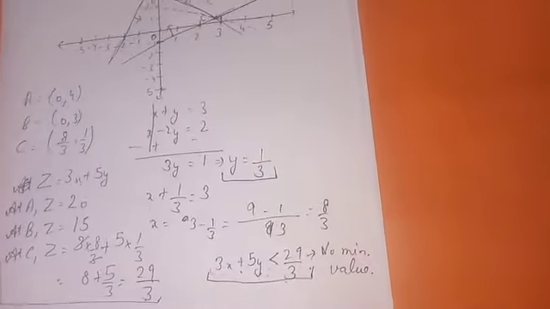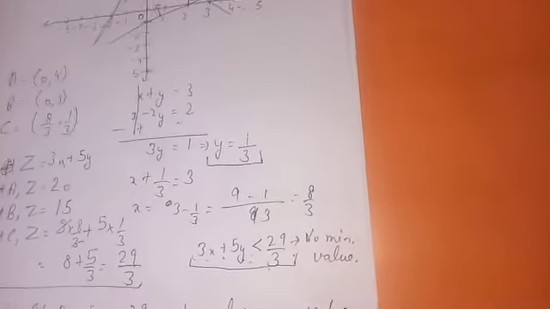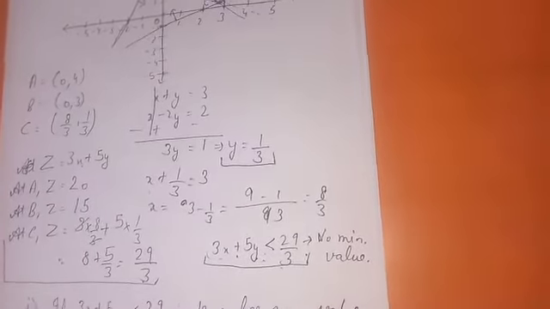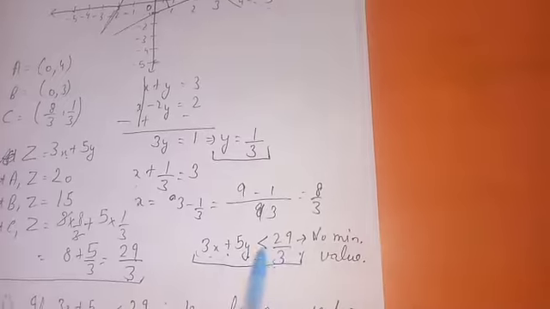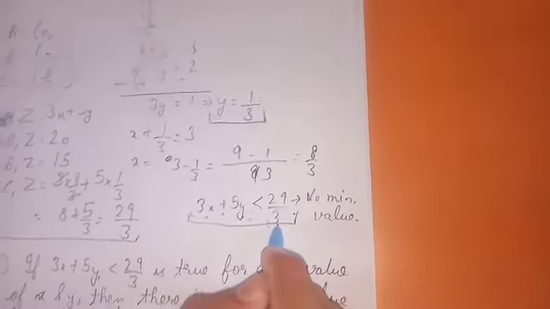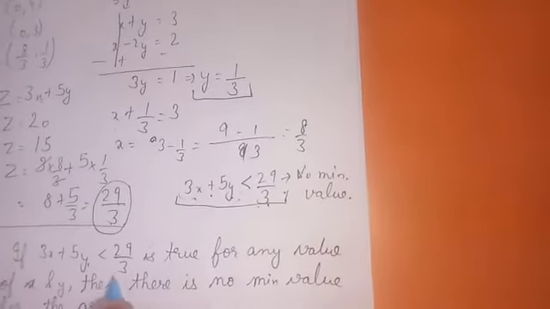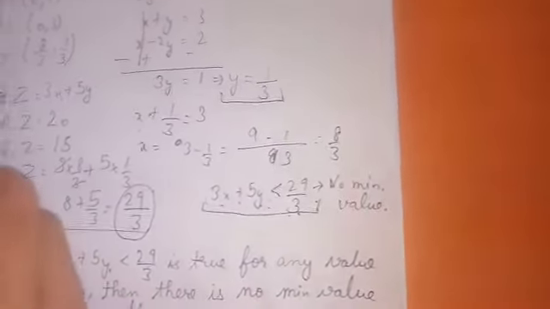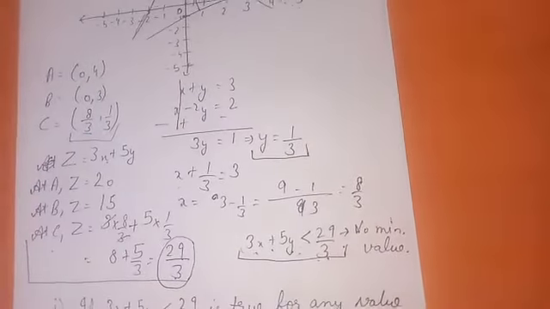Okay, we find that for no value of x and y from our feasible region, 3x plus 5y is less than 29 by 3. Okay, these all things we have to write while solving this. Because for no value of x and y this is less than this, we get that our minimum value is 29 by 3 at point C. That means at x equal to 8 by 3 and y equal to 1 by 3.